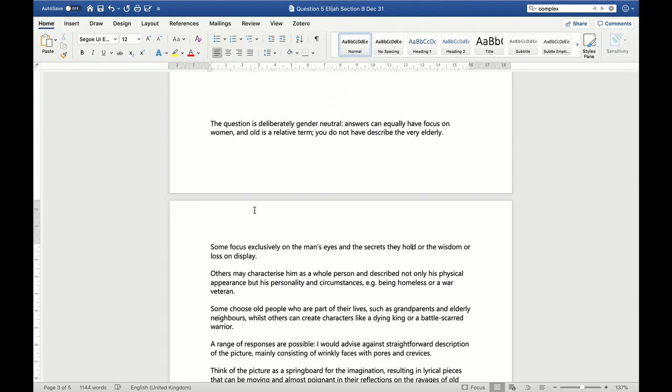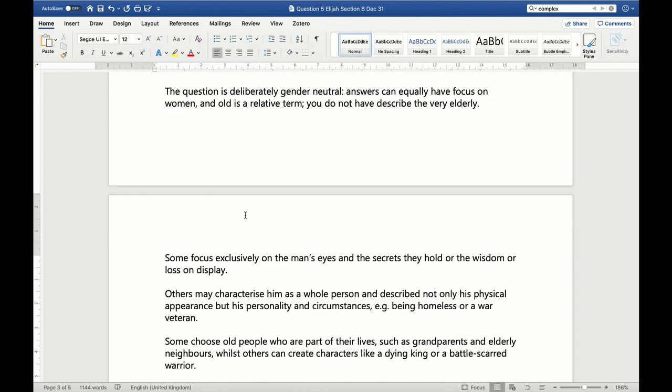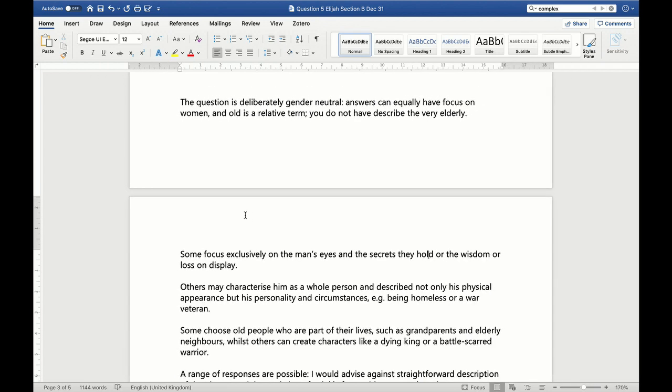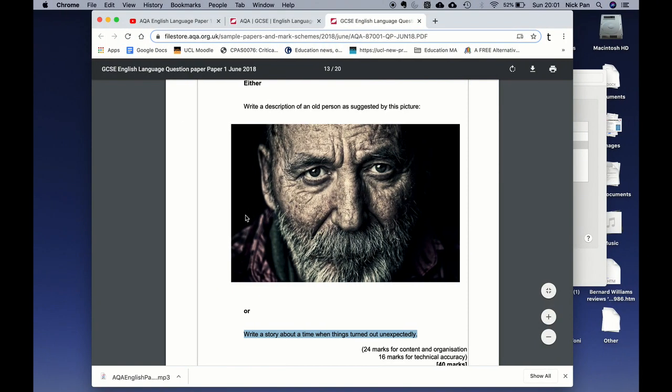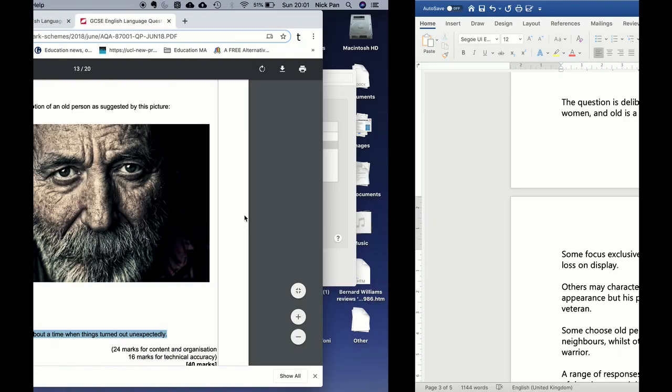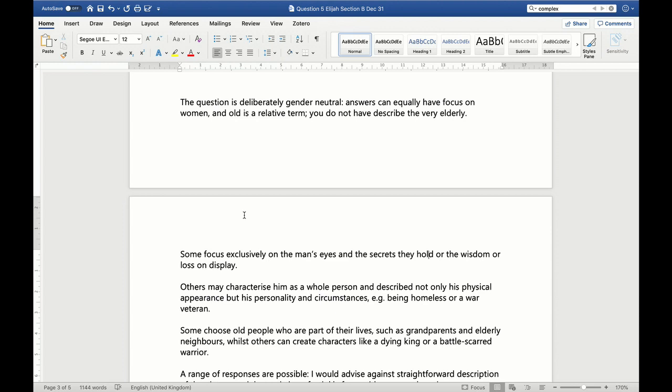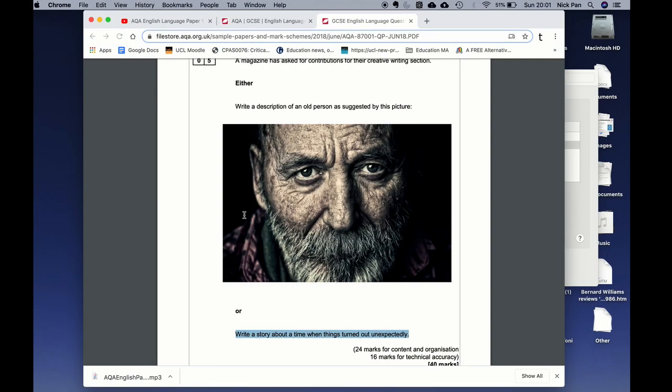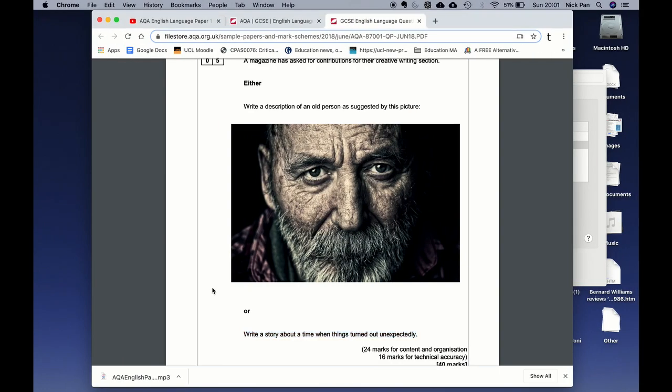I've adapted some of the examiner reports. So they say it's obviously a gender-neutral term. We can focus on women, an old person, not the old man himself. We don't have to describe the very elderly. This man might have some years in him left, in other words.